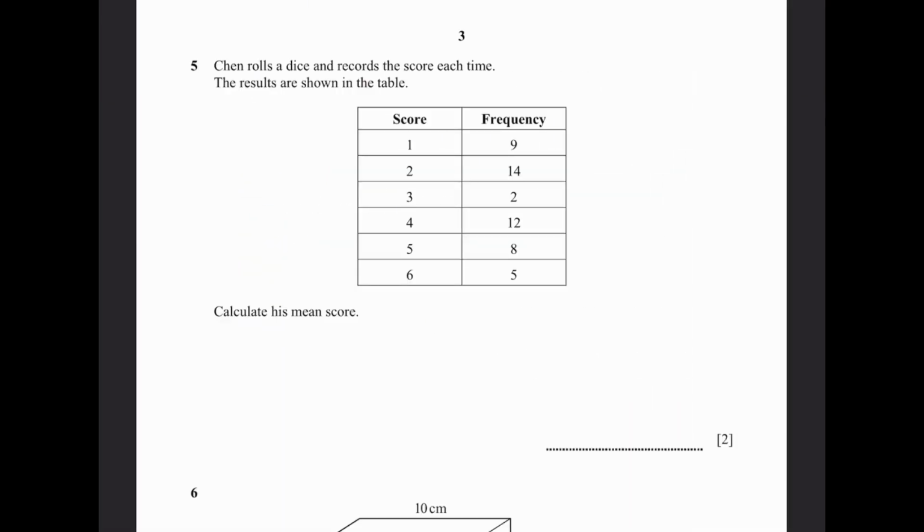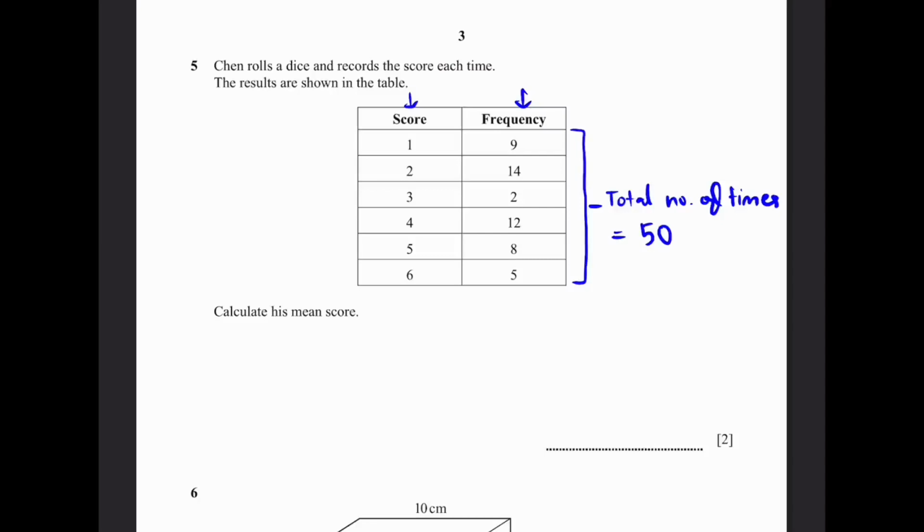Question 5. Chen rolls the dice and records the score each time. The results are shown in the table. In the table, we have the scores and the frequencies. Calculate his mean score. First, we need to find out the total number of times he rolls the dice, which is, you have to add up all the frequencies. So the total number of times is equal to 9 plus 14 plus 2 plus 12 plus 8 plus 5, which is equal to 50. So he rolls the dice 50 times.